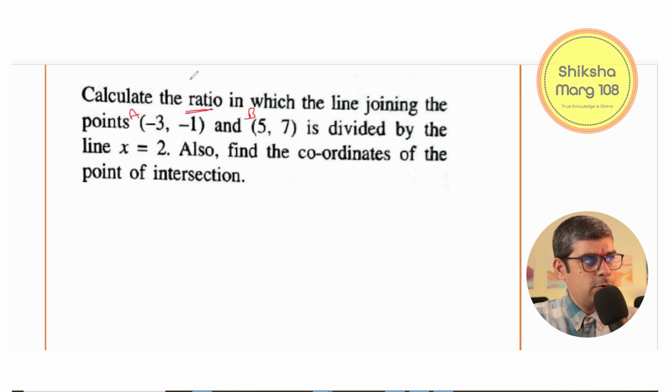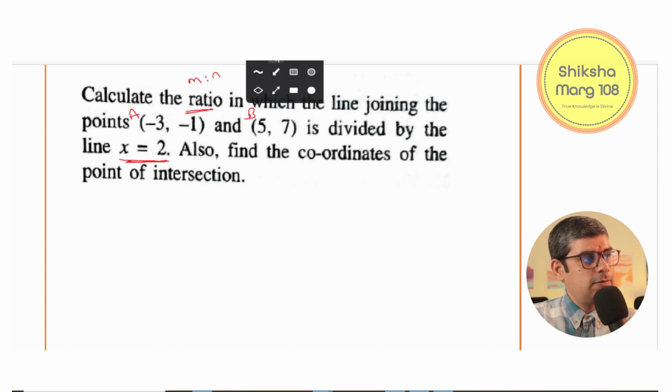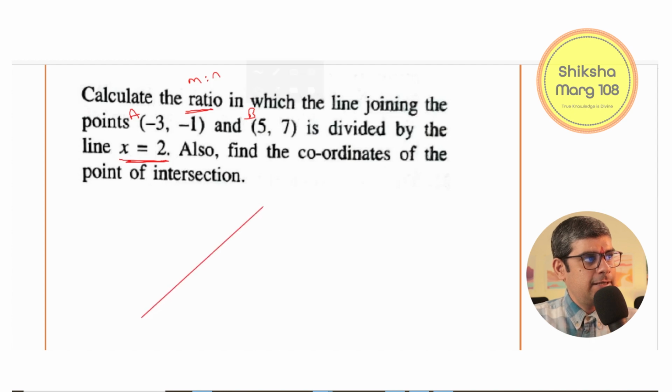Now, calculate the ratio in which the line joining points A and B, we're finding the ratio m is to n, is divided by the line x equals 2. Let's make sense of this. So this is the line segment A, this is B. A is given as minus 3, minus 1. B is given as 5, 7 and is divided by the line x equals 2.